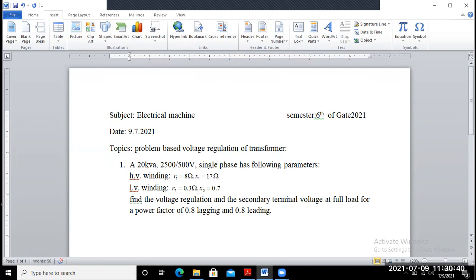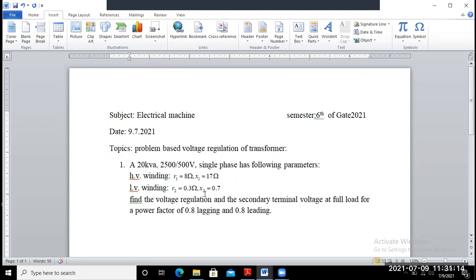So now this is the problem. We try to solve for the voltage regulation and the secondary terminal voltage at full load for different power factors, that means 0.8 lagging and 0.8 leading. The primary side, that means HV winding, and LV winding parameters are also provided: resistance 8 ohm and reactance 17 ohm respectively. And for the LV winding, resistance is equal to 0.3 and reactance equal to 0.7 ohm.